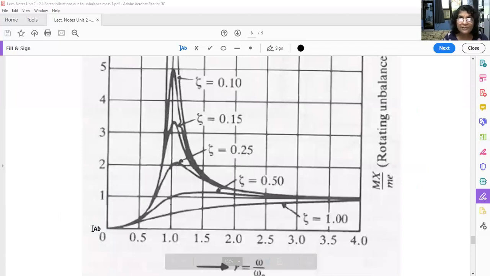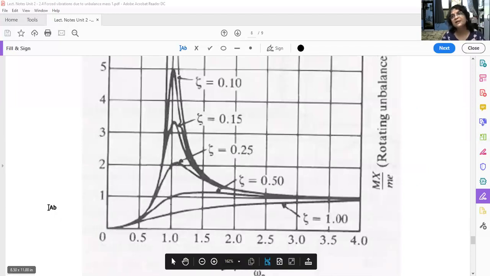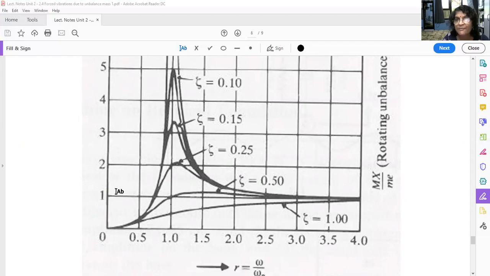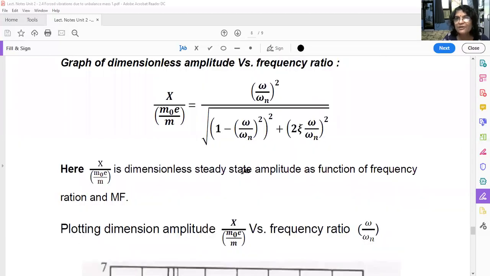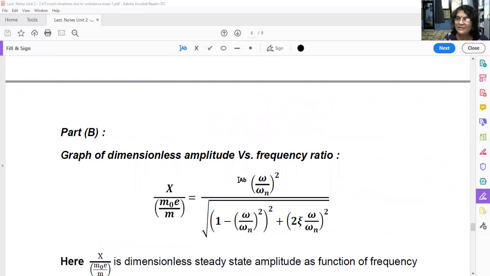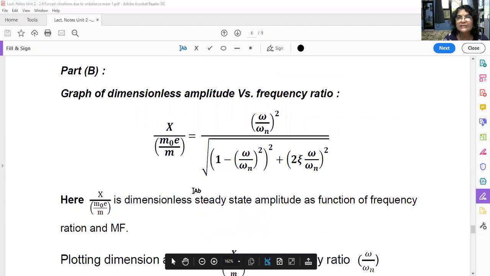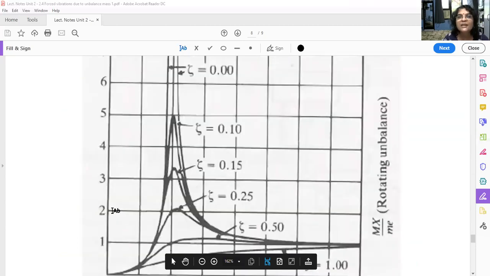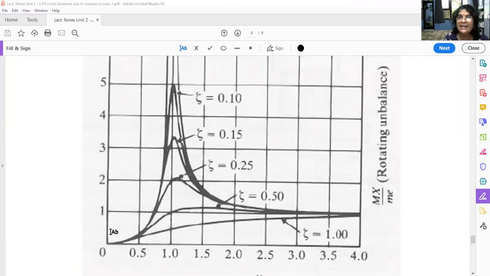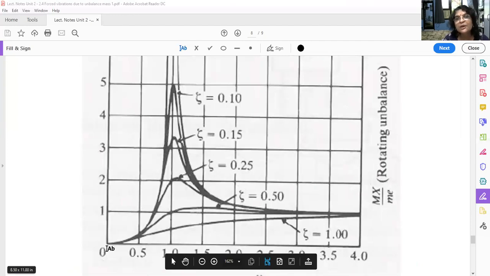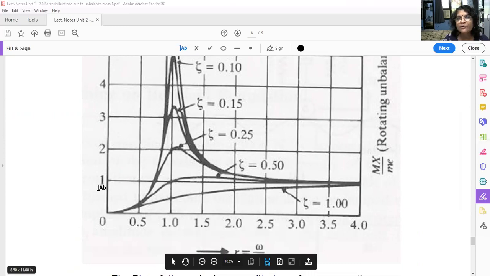Do you remember the graph in the first case, that is forced vibration due to external excitation? Every curve was starting from 1 because this term was not there. That was independent of omega. So what was the formula? X upon X0 is equal to 1 upon this one. That's why in forced vibration due to external excitation, every curve was starting from 1. But here in the second case, every curve starts from 0. When omega is equal to 0, the amplitude is 0.